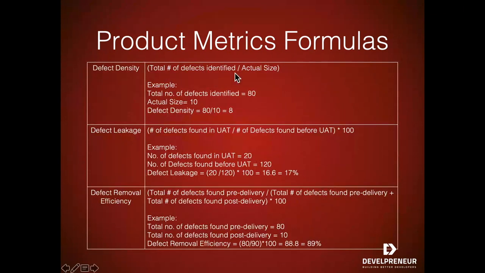Defect density, total number of defects identified versus actual size. So total number of defects identified is 80. Actual number of defects is 10, which tells you that your defect density was 8.